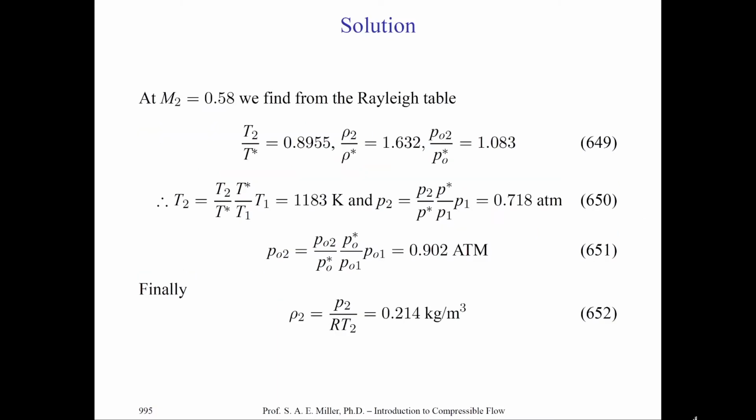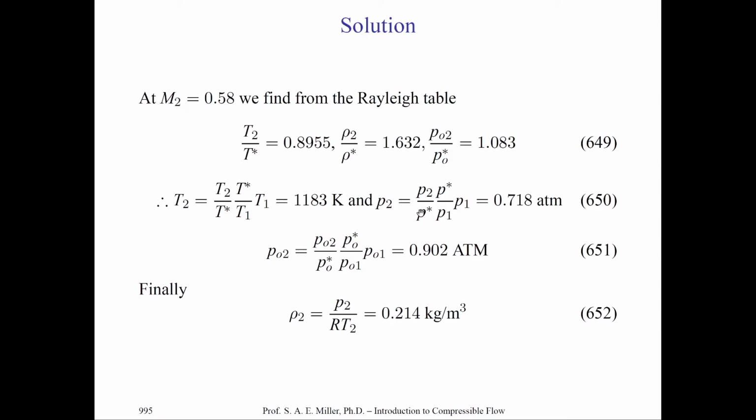Now we can finish our problem. We know the Mach number at 2, which is 0.58, from, of course, our Rayleigh table. We can then directly look up the relations from the same line on the table or the same set of equations with M2, a ratio of T2 over T star 0.8955, rho 2 over rho star 1.632, and P naught 2 over P naught star of 1.083. And so we're almost done.